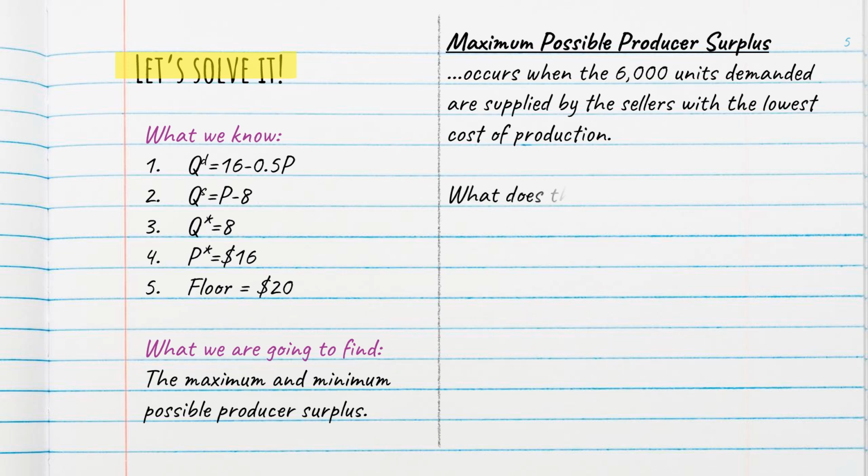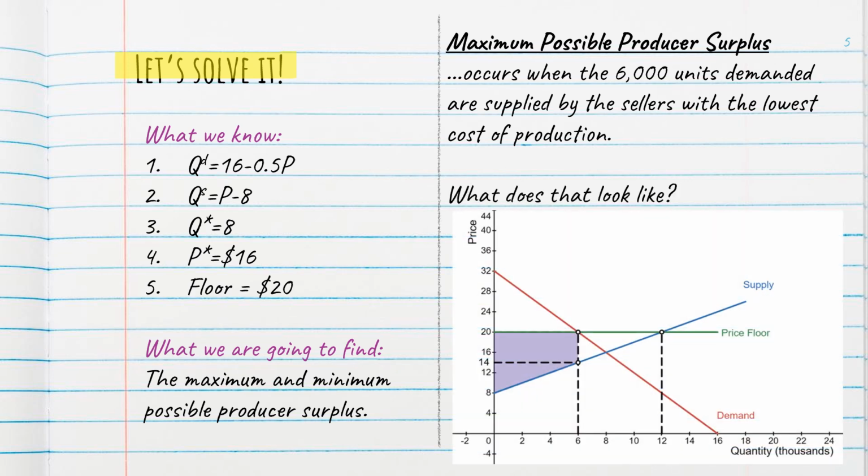What does this look like? It looks like this. So just some details. I have graphed the demand curve. It intersects the P-axis at 32, because when the price is 32, quantity demanded goes to 0. It intersects the quantity axis at 16. Similarly, the supply curve intersects the price axis at 8, because when the price is 8, quantity supplied goes to 0, and it's upward sloping.